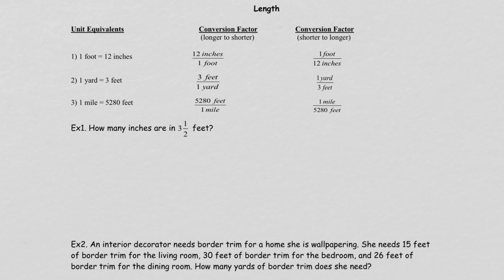Okay, so we have example 1. How many inches are in 3½ feet? So we're going to do the changes in the feet to inches. So what we will do is first, the unit given is in the mixed number. So we need to first change to improper fractions. So that will give you 2 times 3, 6 plus 1 will be 7/2 feet.